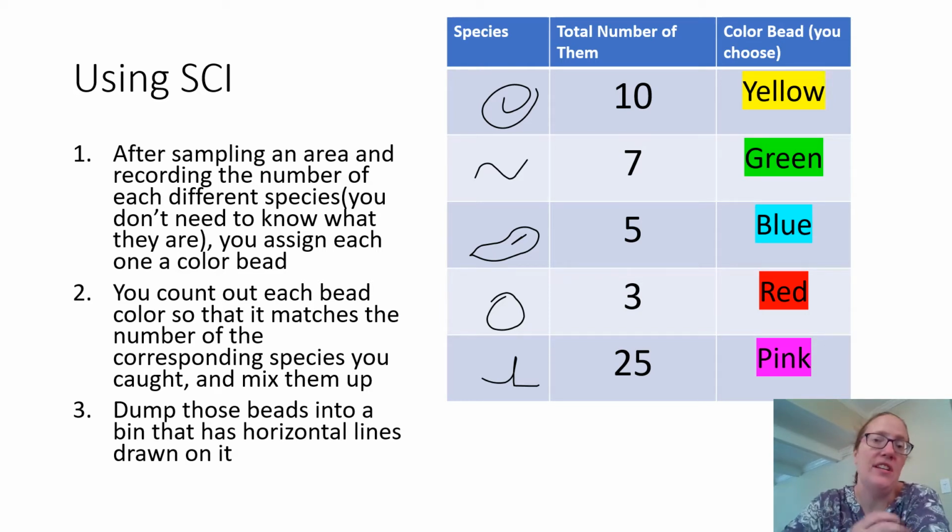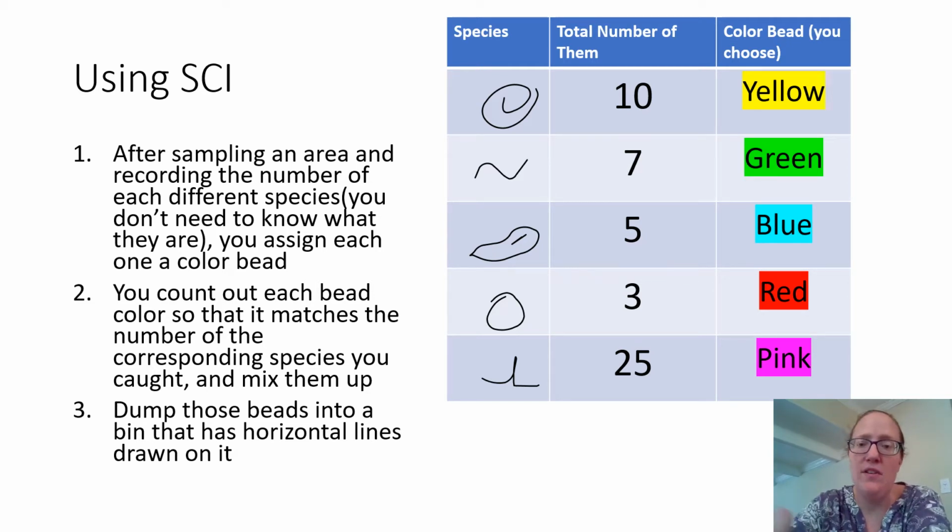So pretend that we did a dip net and we caught a certain number of organisms, and you wrote down how many of each organism you found. And then you bring it back with you. You have to assign each organism a different color bead. So again, you don't even need to know what these organisms are. You just need to know that they're different from the other organisms in your sample.